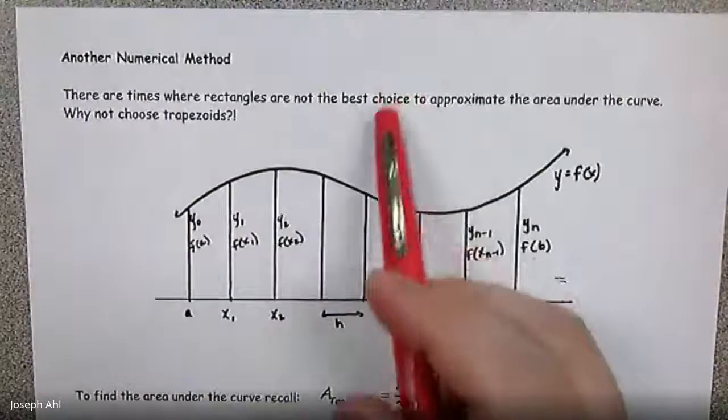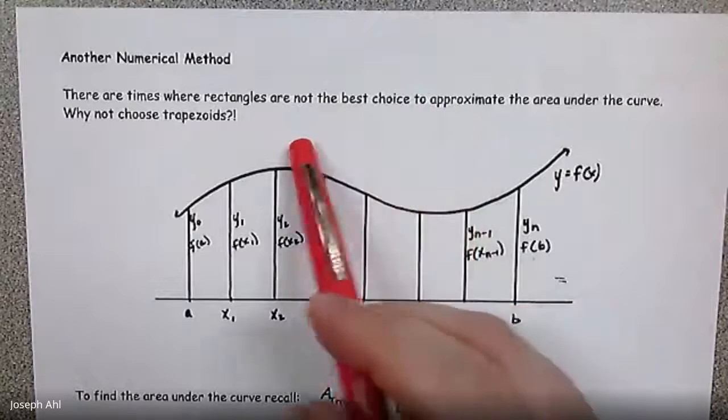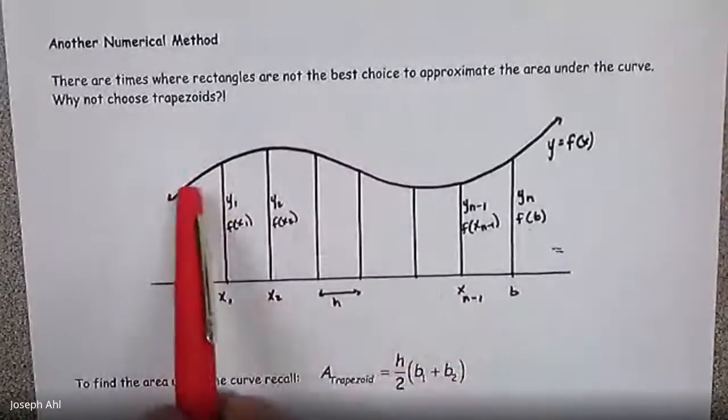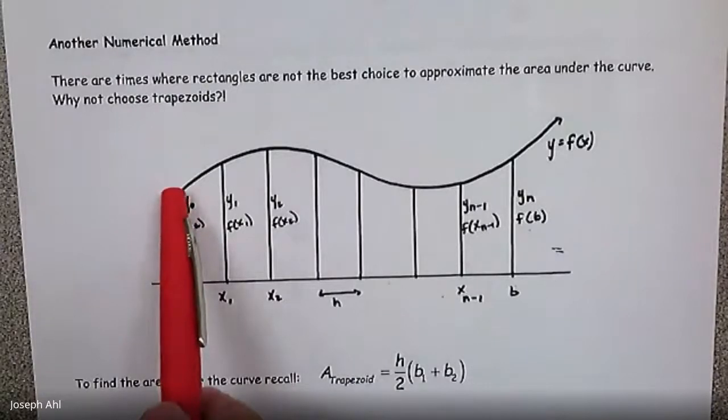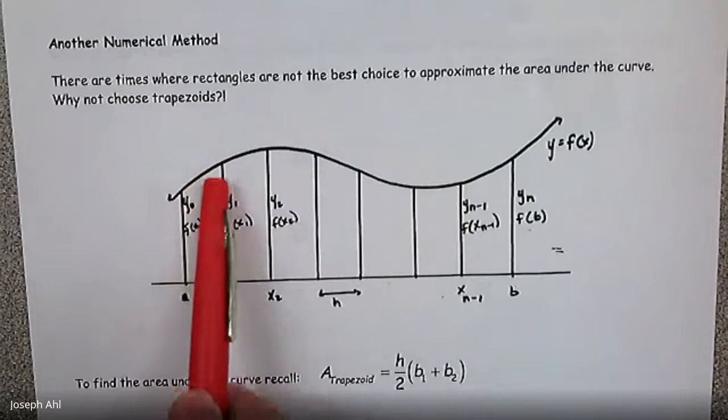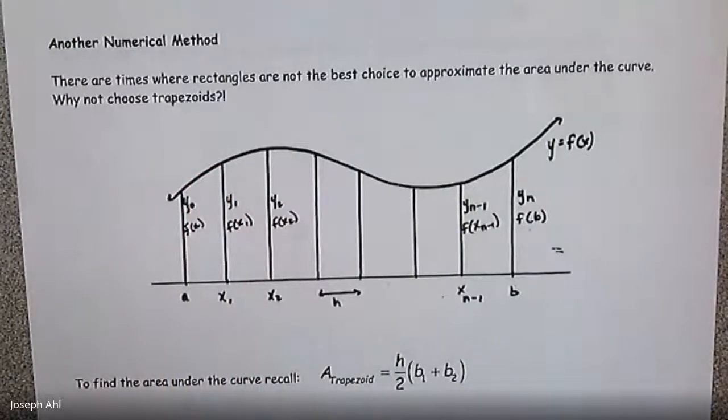So there are times where rectangles are not the best choice. So why not choose trapezoids? Because if I were to draw a rectangle here, let's say I was going from some inscribed rectangles, well, when I draw that height across, there's a lot of area that I'm not capturing.